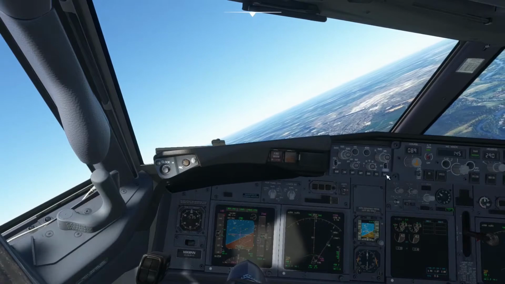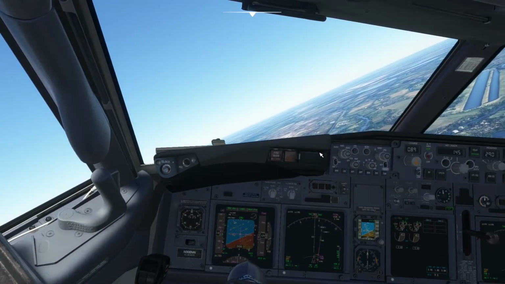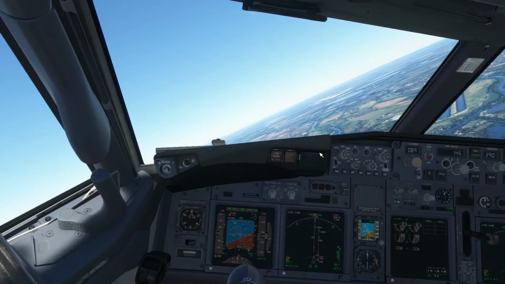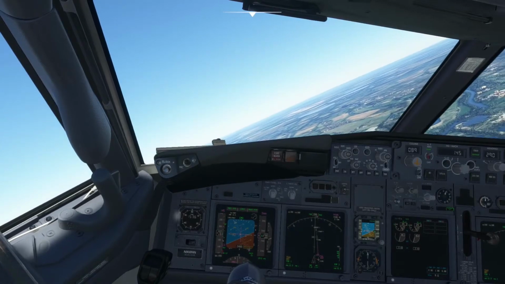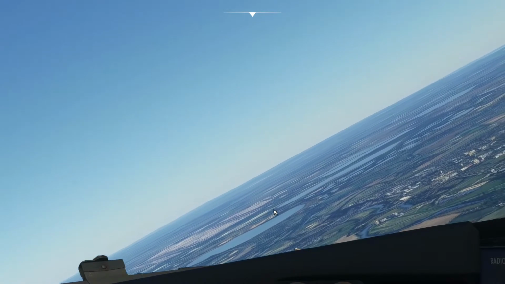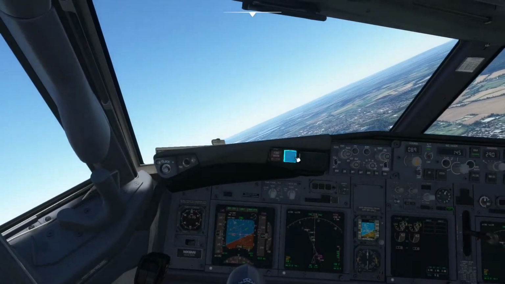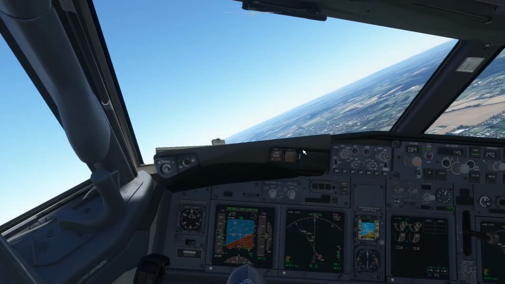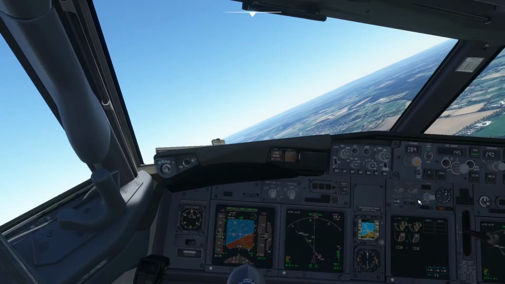Okay, let's bring down flaps 2. Let's bring down flaps 5. As you can see, we have the runway in sight. We'll be landing there. And we can bring down flaps 10. We want to keep on flaps 10.